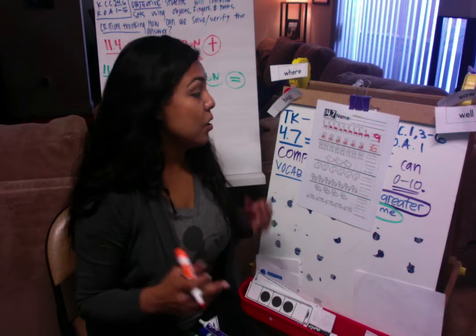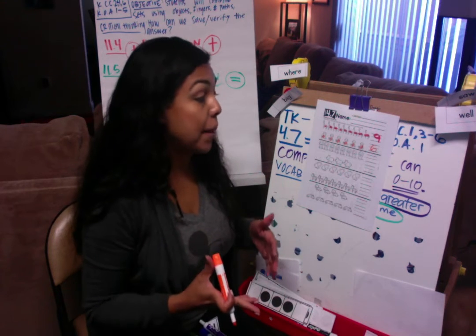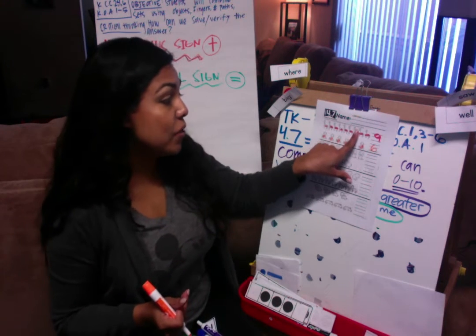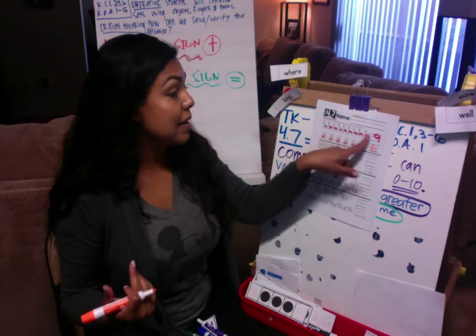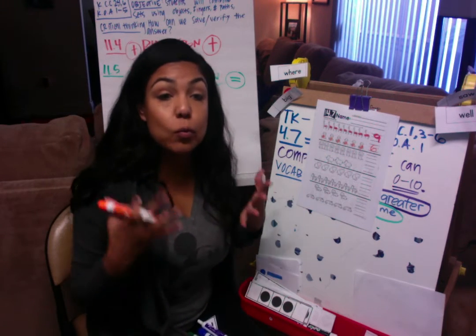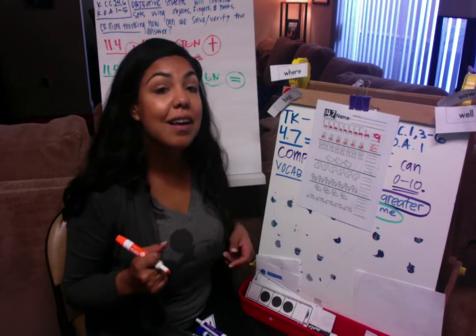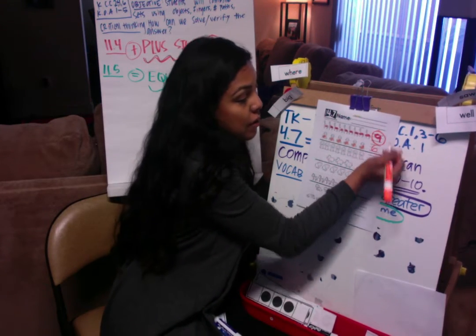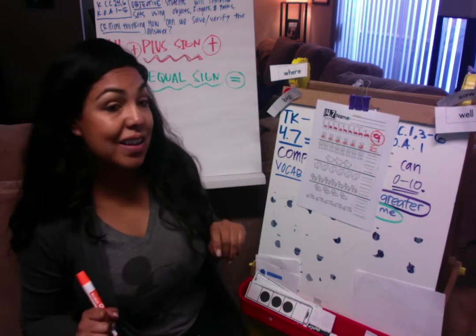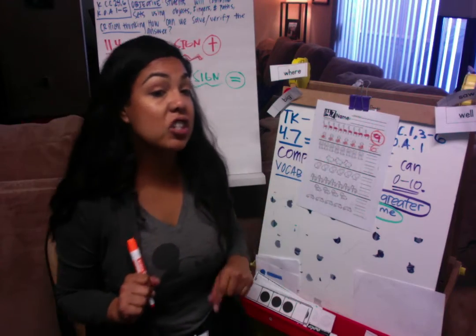Good. Now that I know that I've counted all of them, it says to circle the number that is greater. So which one is greater? 9 or 6? Which one is greater? Which one is more? Greater. Good job. The 9. So I'm going to circle the 9. Good. So that's how you're going to do this worksheet here.